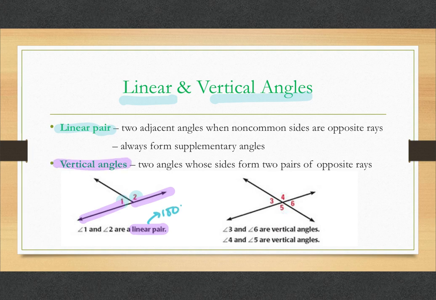Vertical angles are probably the two most important pairings of angles in geometry. Vertical angles are two angles whose sides form two pairs of opposite rays. So if I were to look at angle 3 and extend the sides of angle 3, they would form angle 6. So angle 3 and 6 are called vertical angles. If I'm looking at 4, the sides of 4, if I extended them in the other direction, would form angle 5. 4 and 5 are vertical angles.